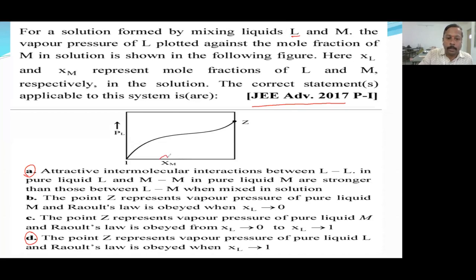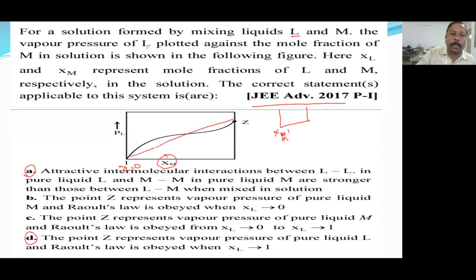Here on this graph, we are taking Xm. I think you remember, normally on the graph, we will take both mole fractions, L and M. So here Xm is 0, then Xm is equal to 1, so that means XL will be 0. Accordingly, they constructed a graph. Actually, if it is ideal, then it should be a straight line like this.